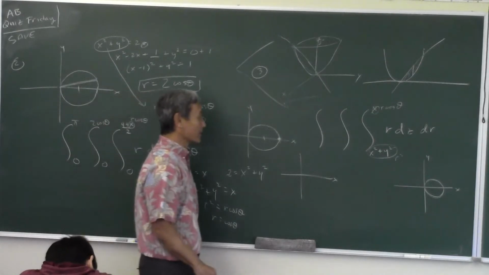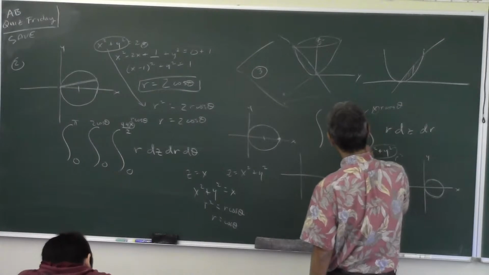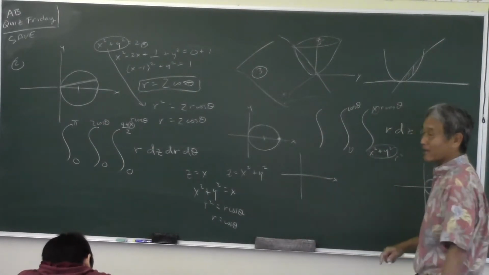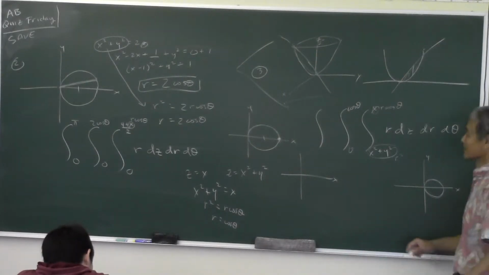So what are the limits for the dr? 0 to cosine theta. And then finally we integrate with respect to theta, and hopefully we learned something from the previous problem. 0 to pi.